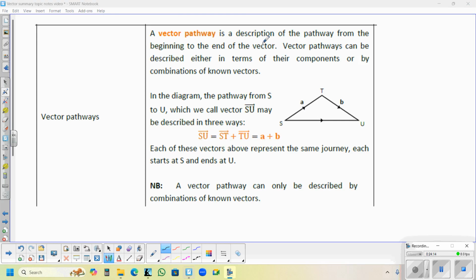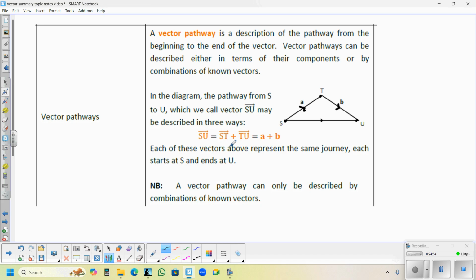So vector pathways are just a description of a path from beginning to end of a vector. Vector pathways can be described either in terms of their components or by combinations of known vectors. So this wee diagram here, we've got S, we've got T, and we've got U. Now I know that that's vector A and that's vector B. So I can describe SU. If we've got to go along paths that we know, I can't go along that one because I don't know what that vector is, but I do know S to T, and then I do T to U. So vector SU is the same as vector ST plus vector TU.